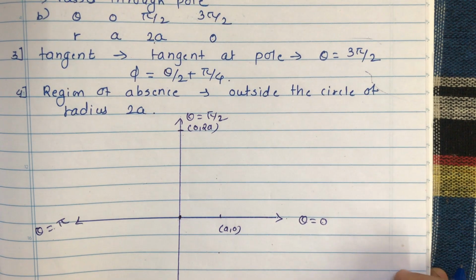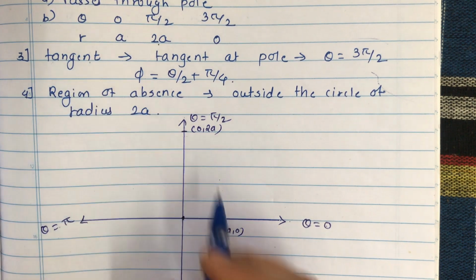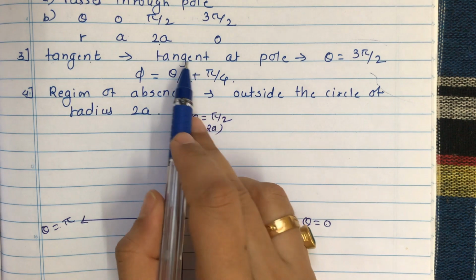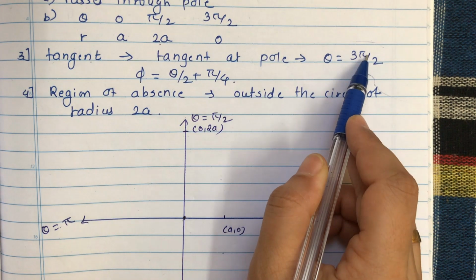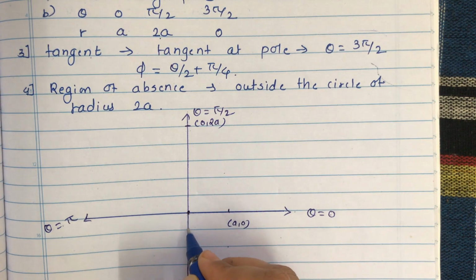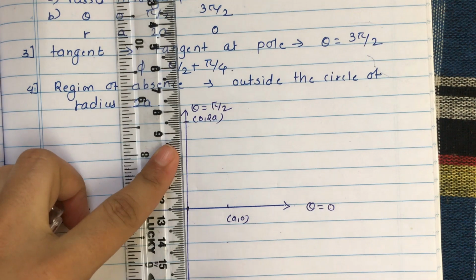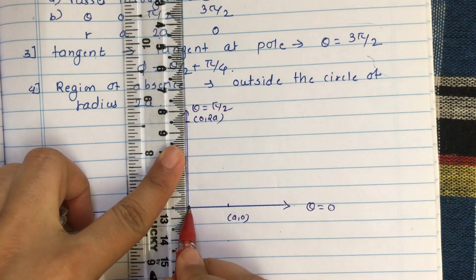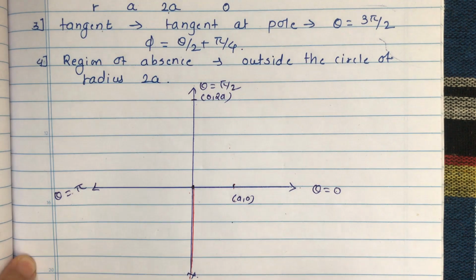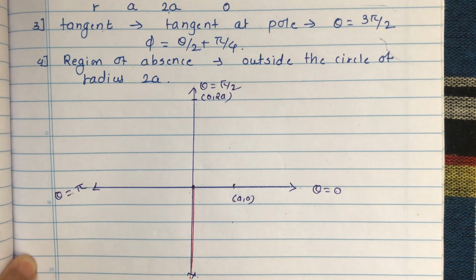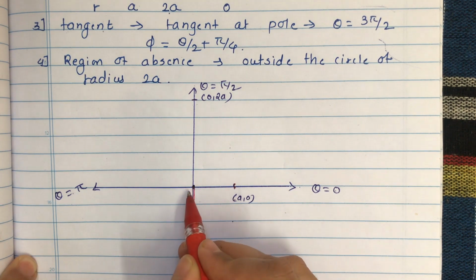Next step is we have to draw tangents. Now as the curve passes through the pole, first we will draw the tangent at the pole. Now the tangent at the pole is theta is equal to 3 pi by 2. So this line is the tangent line. So I will again draw it as a tangent line. Okay, so this will be a tangent line. Next we will draw the tangent at this point.